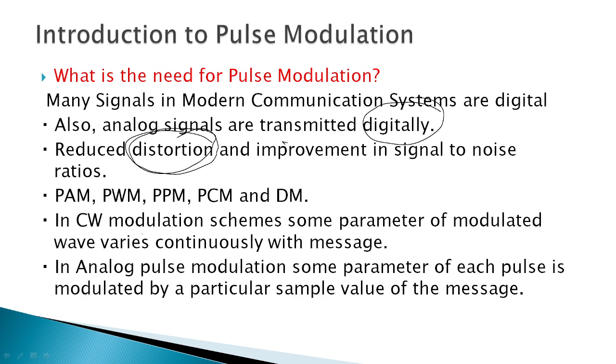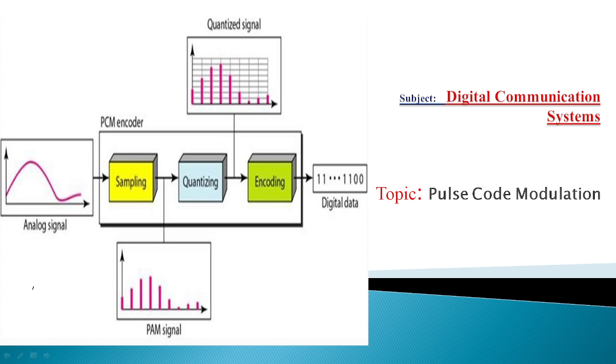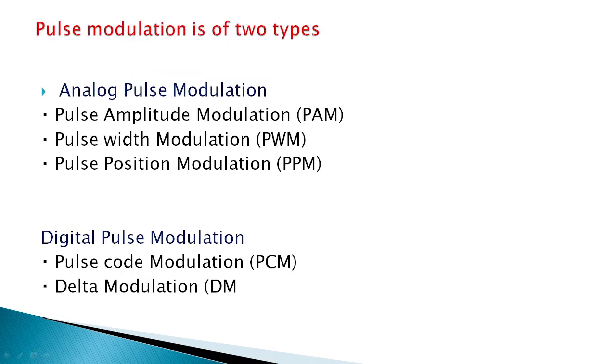And within that there are different modulations. In that there are analog modulations and digital modulations. PAM and PWM, pulse amplitude modulation and pulse width modulation, are analog modulation techniques. PCM, pulse code modulation, and DM, delta modulation, are digital modulation techniques. That is the reason we are going for digital, because compared to analog modulation, we have some advantages to transmit the signal.